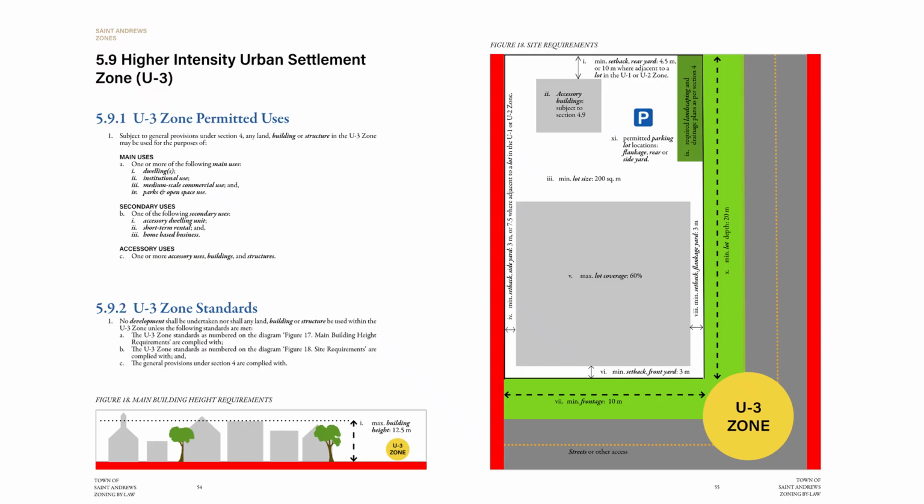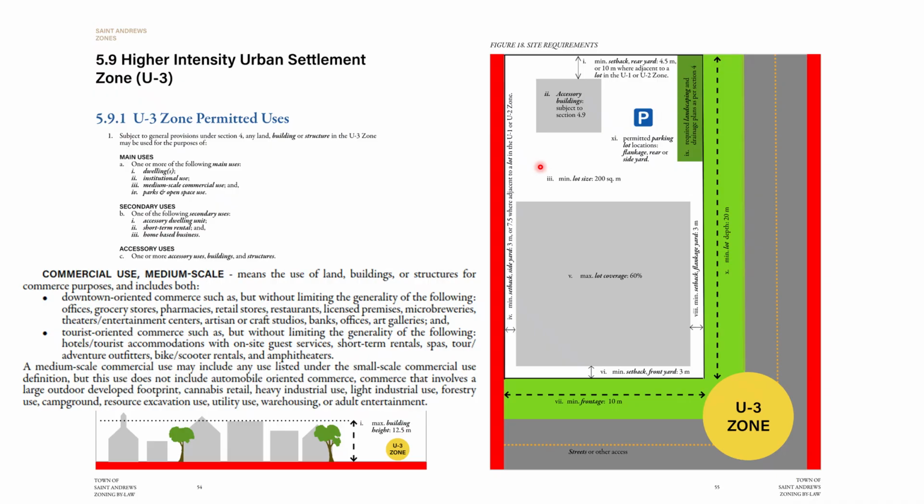So the main uses look fairly similar, except you can now have a medium scale commercial use. I'll talk about that. Everything else, I think, fairly standard. The maximum building height is a little bit taller here based on existing development. The zone standards, fairly generous setbacks, although there is an overlay zone for the historic business district, which changes these things. There's a larger setback required when abutting a lower intensity zone. And fairly small minimum lot size. Again, you have a lot of compact urban development for the zone.